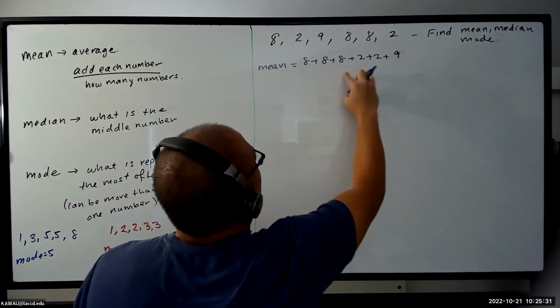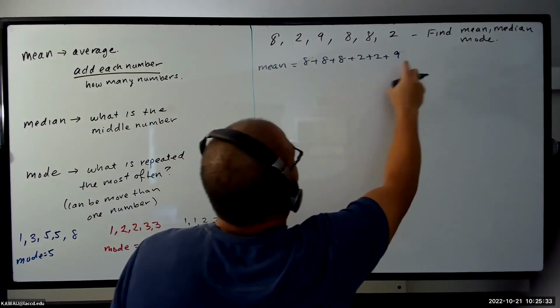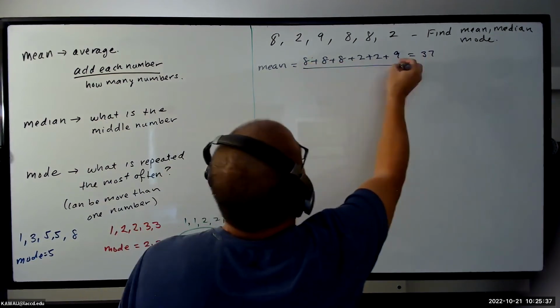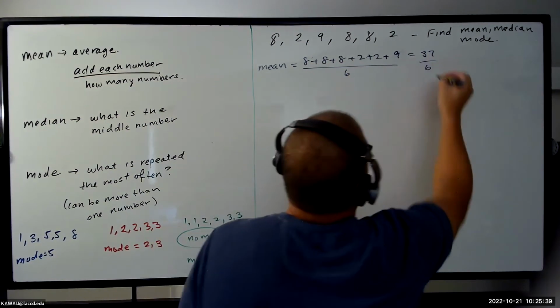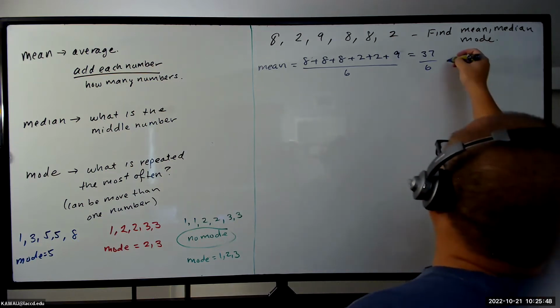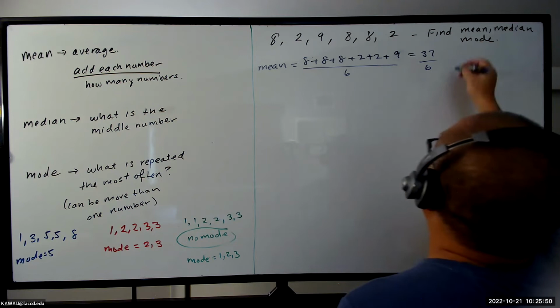So 10, 20, 28, 37. 37 divided by 6. And then 37 divided by 6 is 6.16.